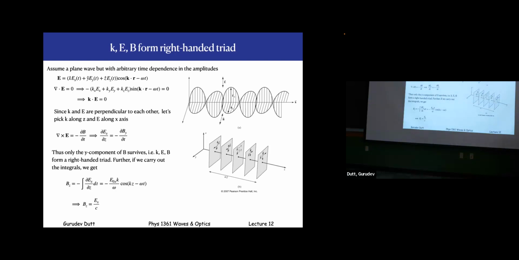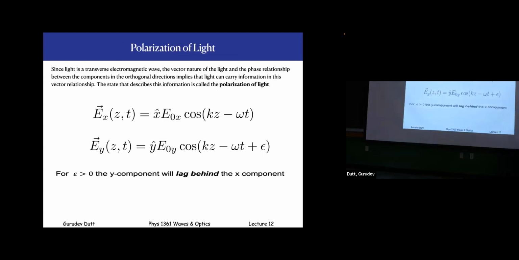Okay, I have a couple more minutes, so let me just talk very briefly about polarization of light. Any questions about this slide? Does this picture make sense for k, E, and B, this triad? It can be a little hard to visualize, but it's very important to start visualizing this, because the vector polarization of light is very important for many phenomena. So let me just quickly introduce what I mean by polarization of light.